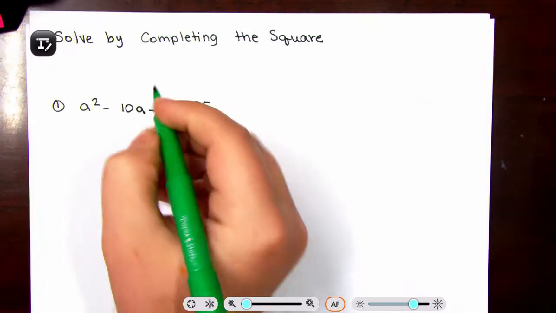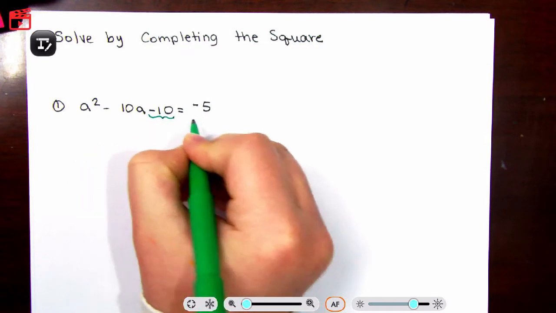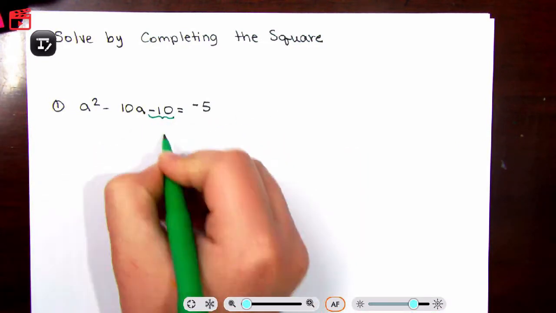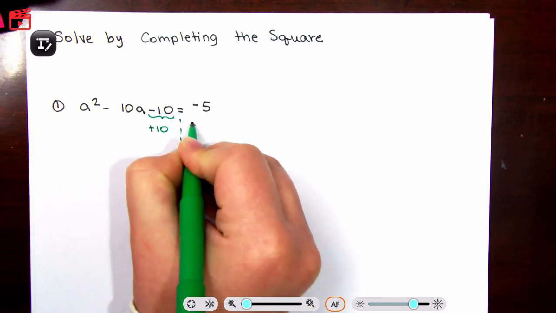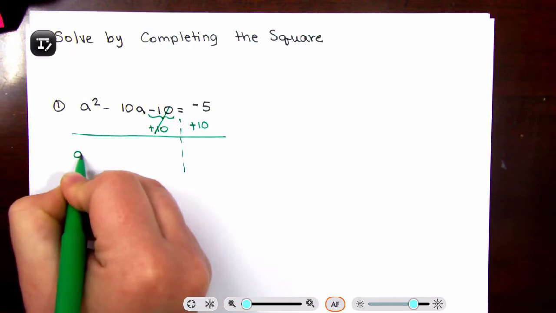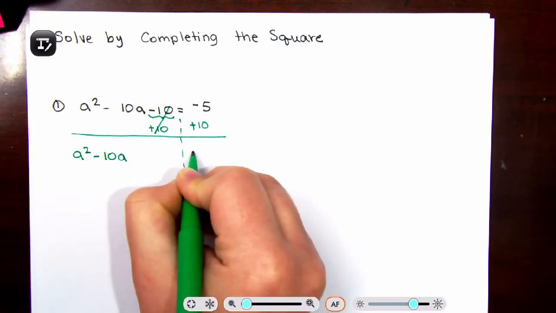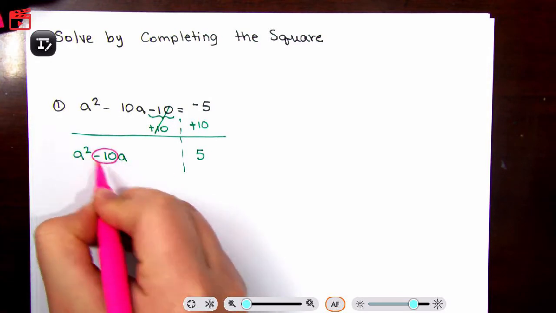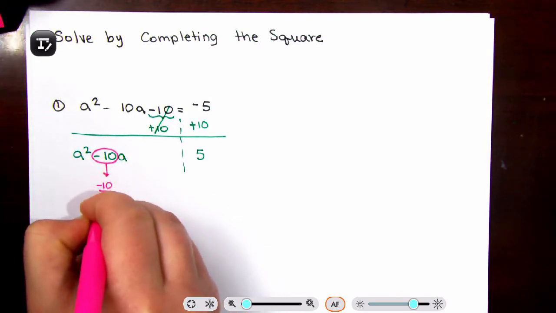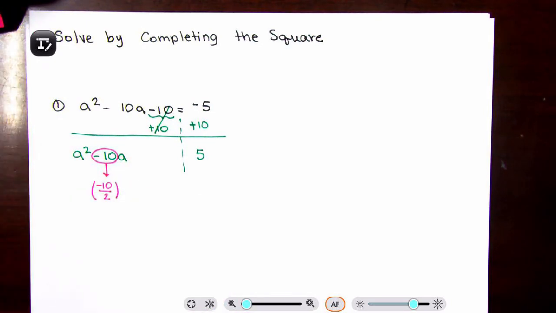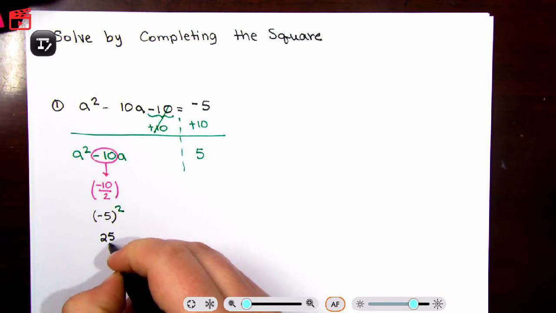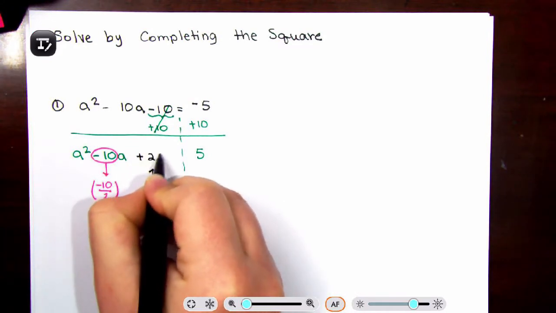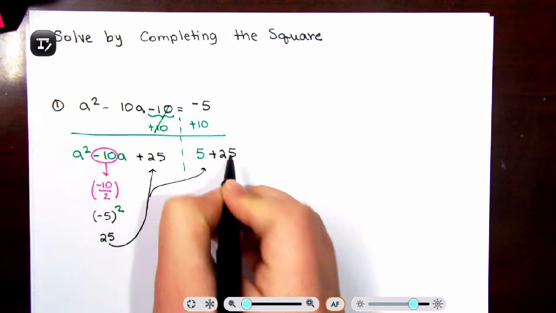When you're doing completing the square, you want to get everything without a variable to the opposite side. So I'm going to get rid of this negative 10 by adding 10 to both sides. So I'm left over with a squared minus 10a, and on this side I'm left with a positive 5. Now, the next thing we do is take this middle term and divide by 2. That gives us, what is that? Negative 5. Then I'm going to square it, which gives us 25. So then I'm going to add 25 to both sides.